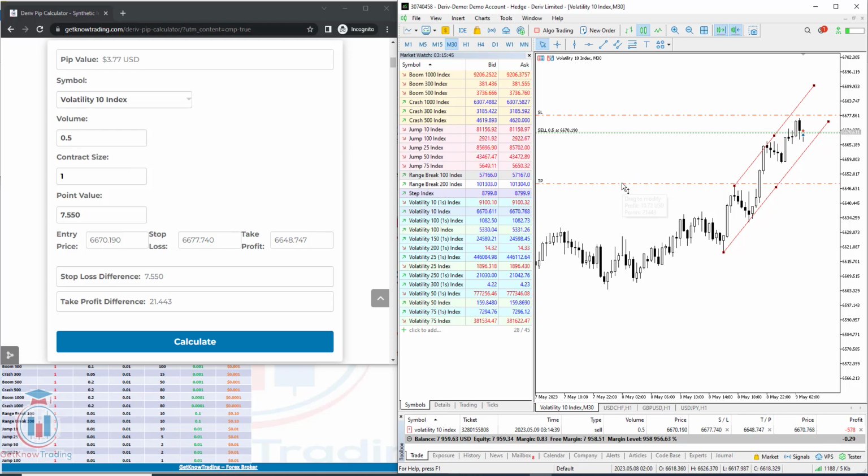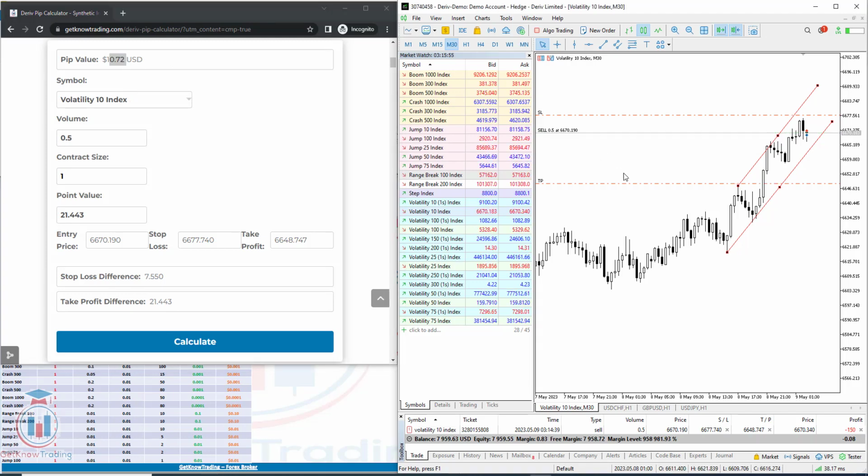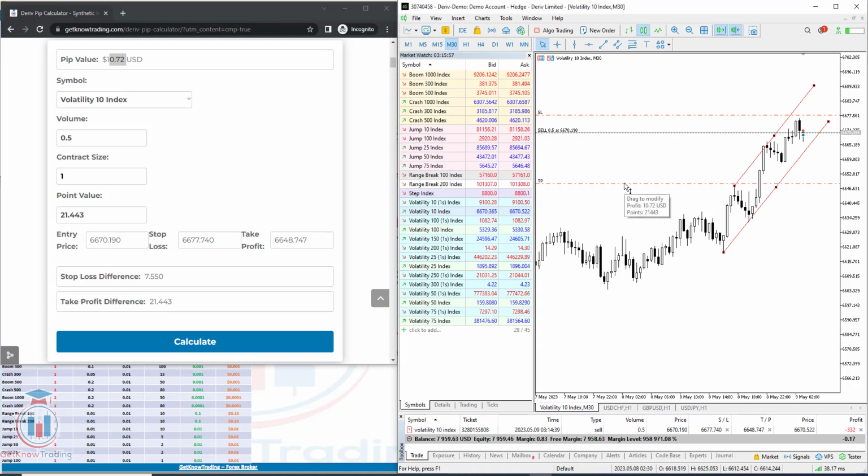Let's check for the take profit. It will be 10.72. Let's copy this value here. What is the price difference? Click calculate. 10.72. It is the same value that we have here. So you can see how you can calculate, before opening the order, how much the stop loss and take profit difference is if you change the volume and also the stop loss and take profit values.